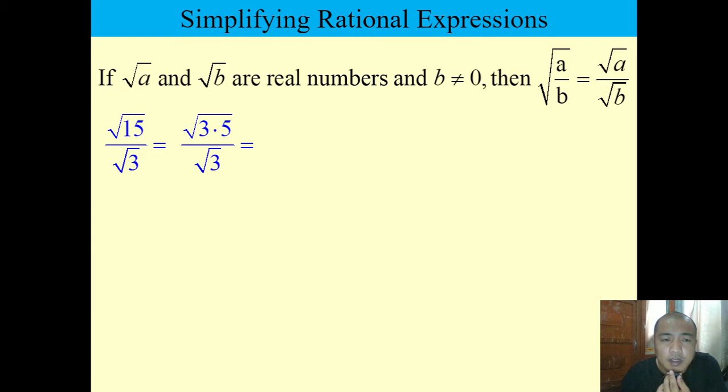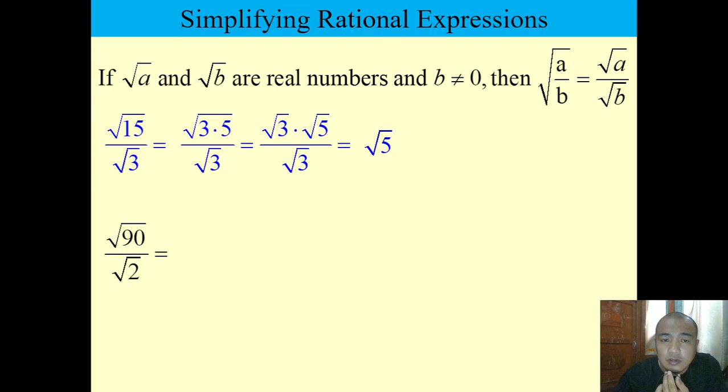Okay, 15 can be factored as 3 times 5. So this can be written as square root of 3 times square root of 5 over square root of 3. So we can cancel square root of 3. The answer is square root of 5. Okay, cancel mo yun. Nang natira, square root of 5.